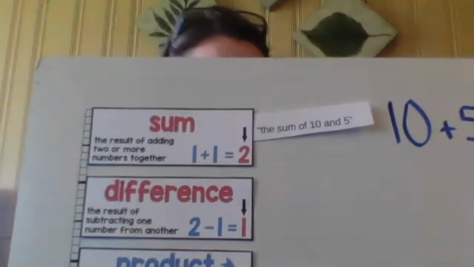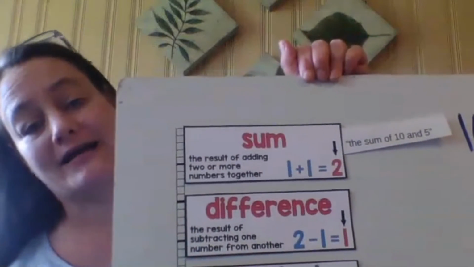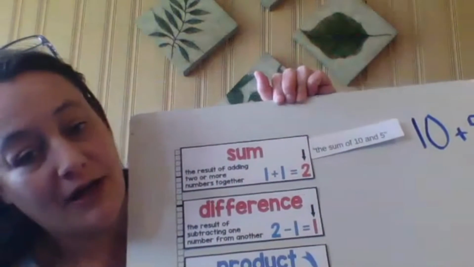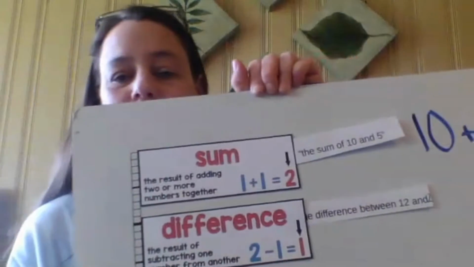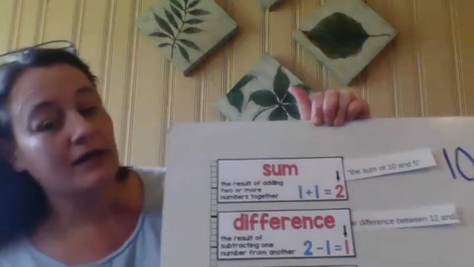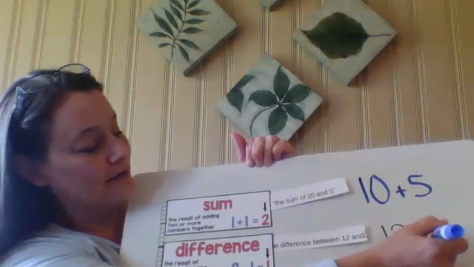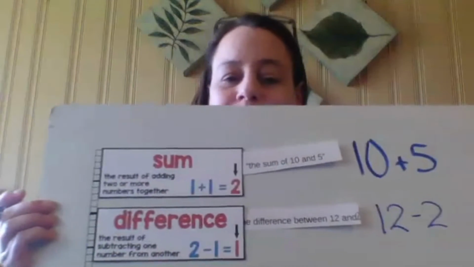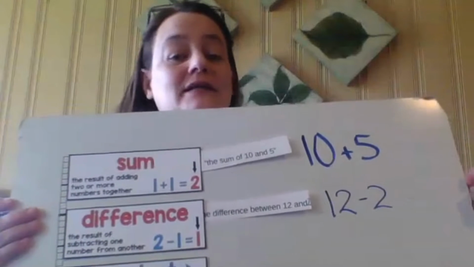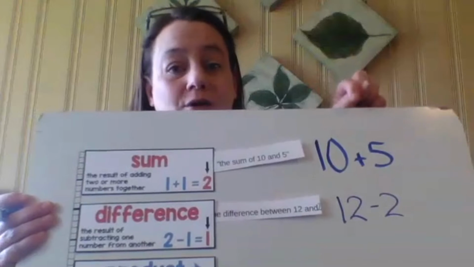The next word we're going to cover is difference. When I see the word difference, that means to subtract. What that would look like in words would be, what is the difference between 12 and 2? In numbers, that would look like 12 subtract 2. And notice, we're not solving these or writing an equal mark because we are writing expressions, not equations.